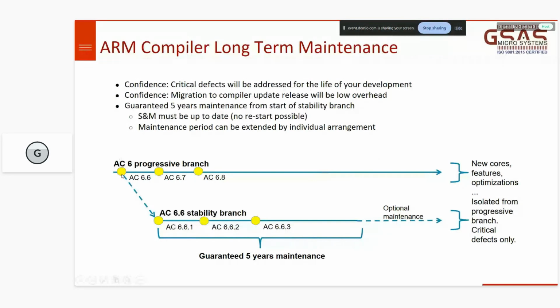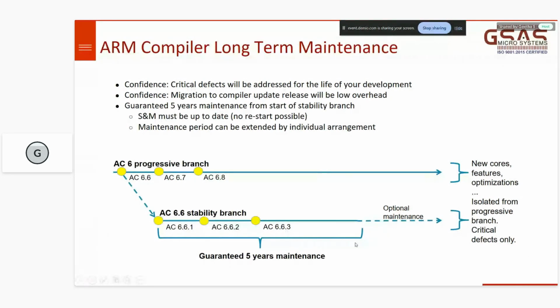But if ARM has selected AC 6.6, the ARM compiler for the safety certified version, then any critical errors which the customers come back to them with, they release a patch like this. This is for critical defects only. So you have 6.6.1, 6.6.2, 6.6.3, and it goes on for 5 years of maintenance. Up to 5 years, whatever critical defects ARM comes across, by their own analysis or if a customer comes back with some issue, they'll fix it and release a patch. So these are the extended versions of 6.6, the 6.6 patches.